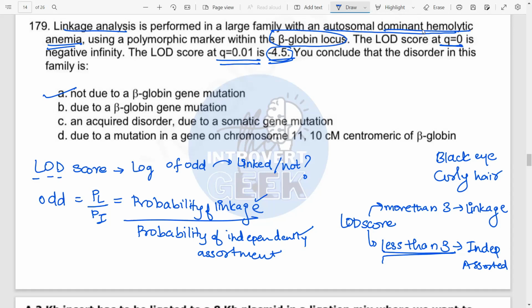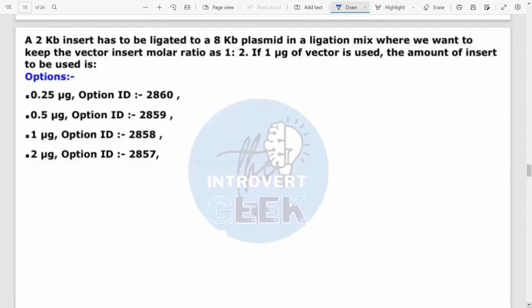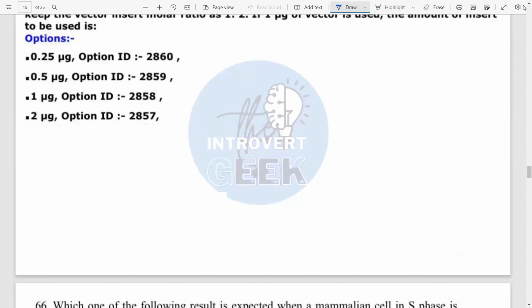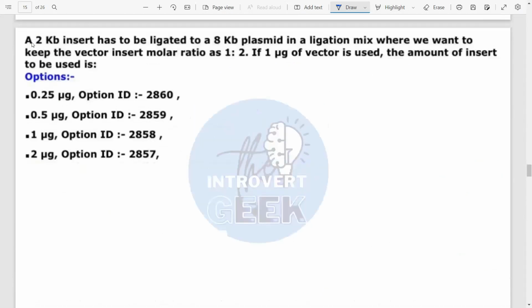So this is how you use LOD score to compare. Okay. Now let's move on to the next question. This is another very interesting question that has been asked a number of times.